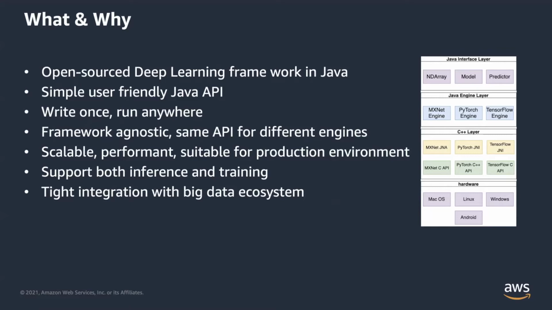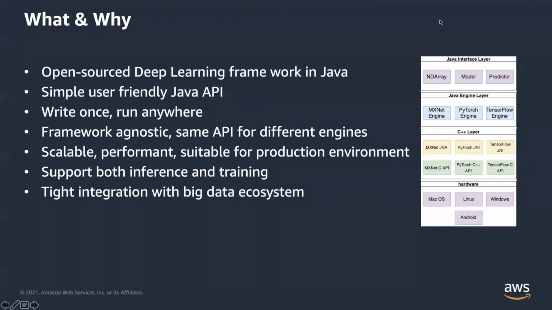And then regarding deep learning, it's framework agnostic. So it's the same Java API for different deep learning frameworks. No matter you're using TensorFlow, PyTorch, MXNet, or even other engines, it's all the same API for you. And we made it scalable, performant, and suitable for production environment, because many of the production environment is using Java or JVM. That's why we built this for you, and so you can deploy it anywhere in your production.